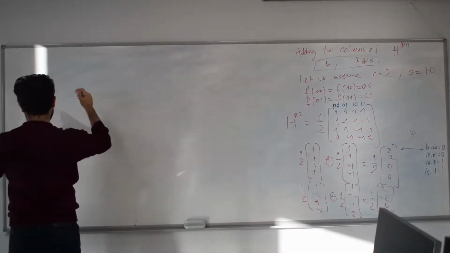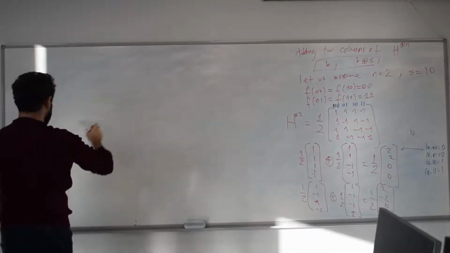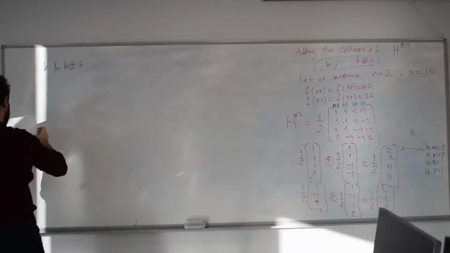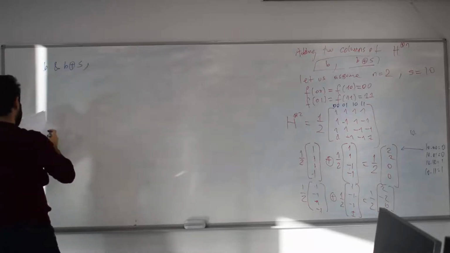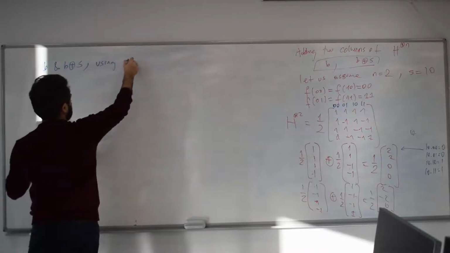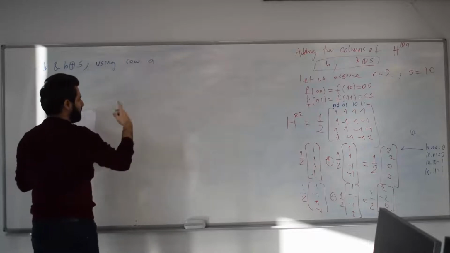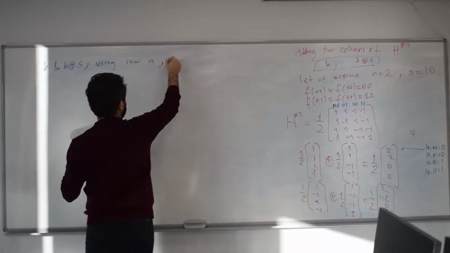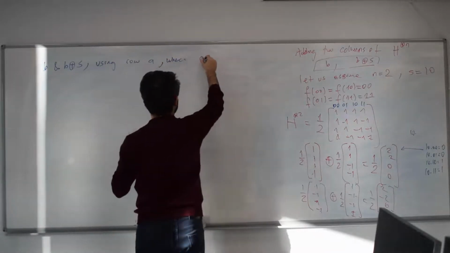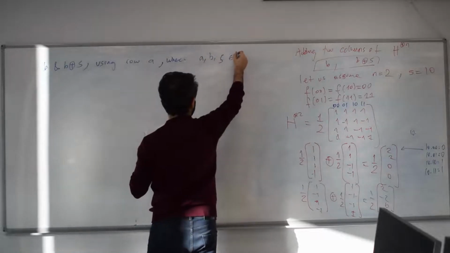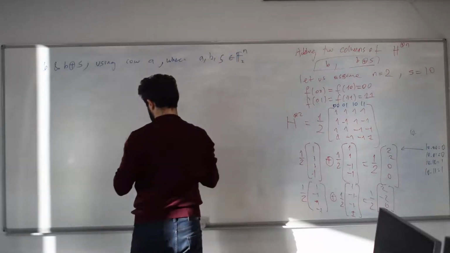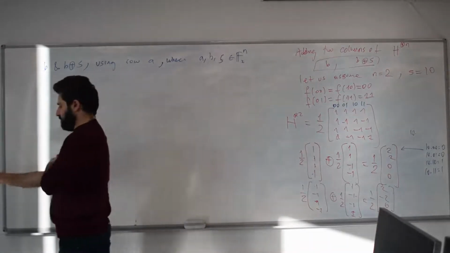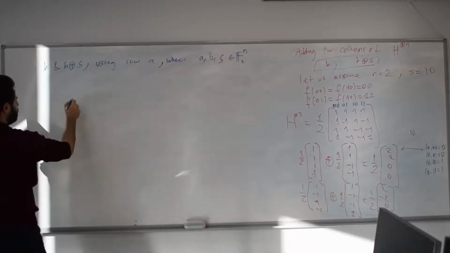In general, we select two columns paired by S, B and B XOR S, using row A. Again this is binary, where A, B, S are all n bits in F2^n. In this case, n is 2, but I'm going to just assume it to be n. I'm going to just write the following.